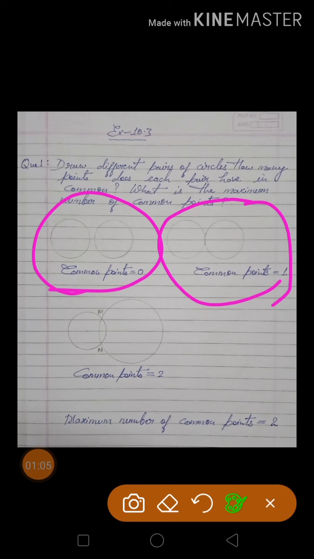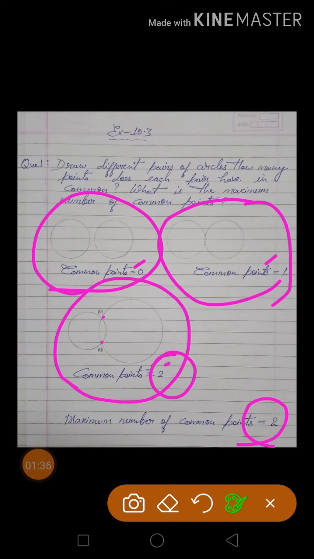Now see, in the third pair of circles there are two circles, they are intersecting each other at 2 points, this M and this N. So these are two common points, so you will write the common points in each case. Then the maximum number of common points, how many? Here 0, here 1 and here 2, so 2 is the maximum number of common points, so you will write here 2. This is our required answer.